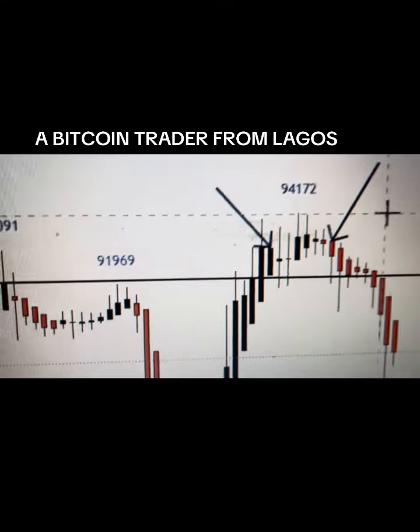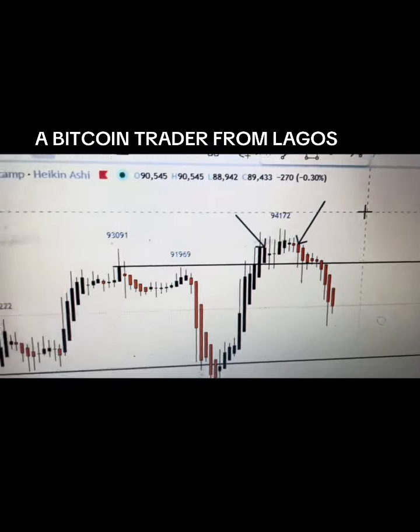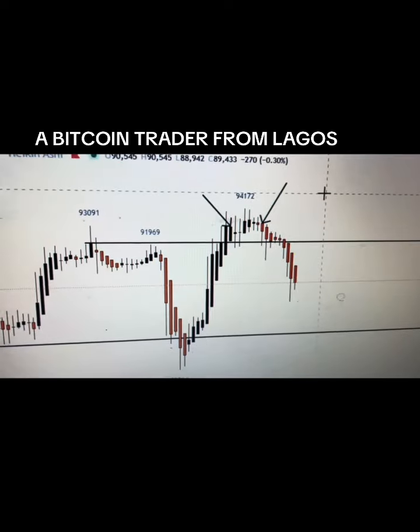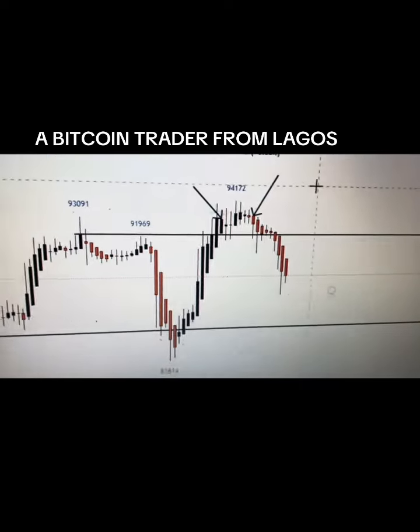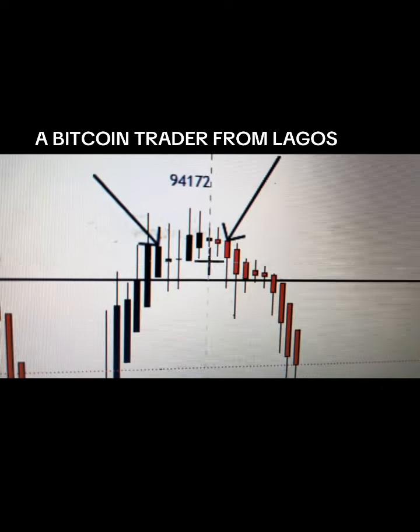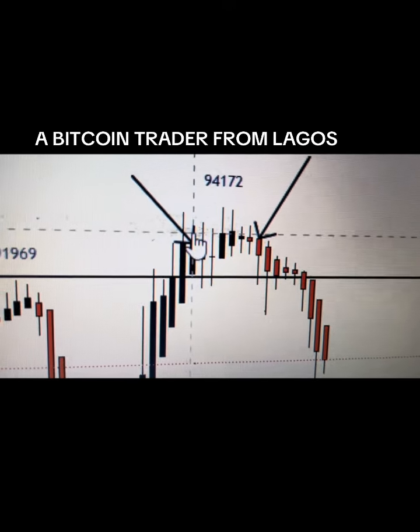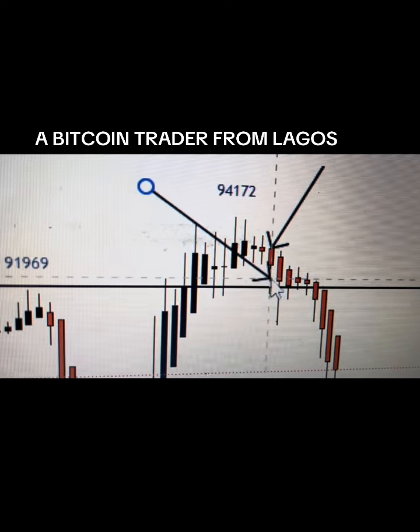Sellers took over the market without asking any questions. Sellers never gave buyers an opportunity to even think of anything. Sellers came into the market. Look at it, guys. The next candle was sellers again. They were not backing down. They were so aggressive, guys.